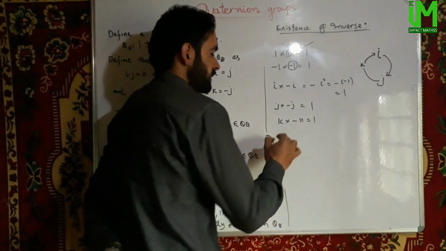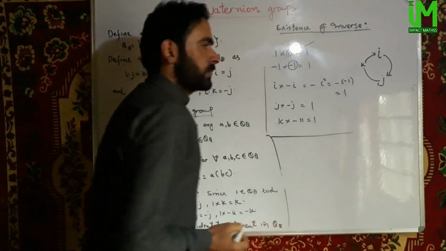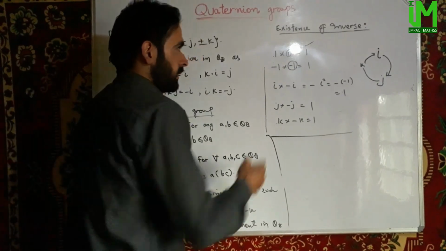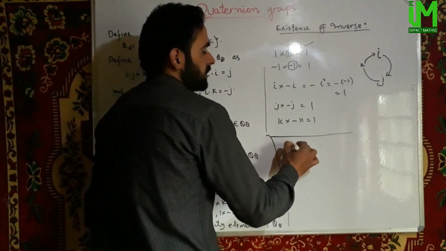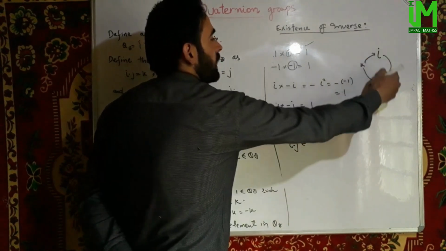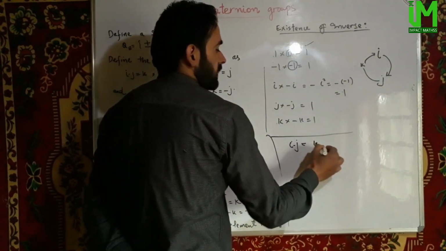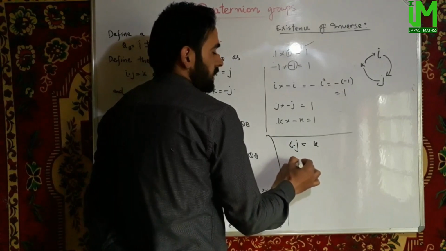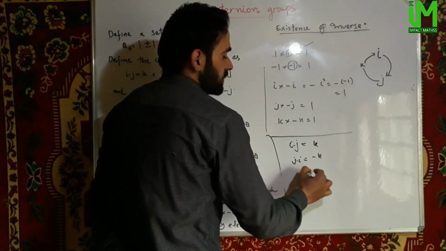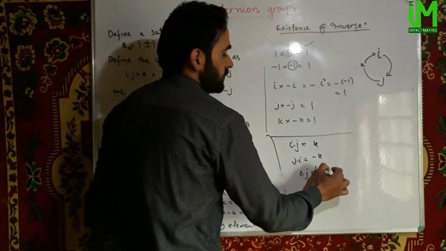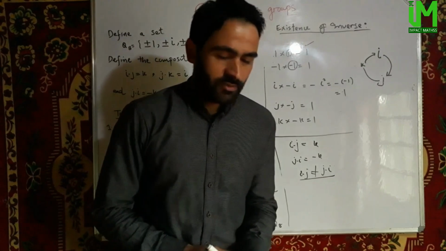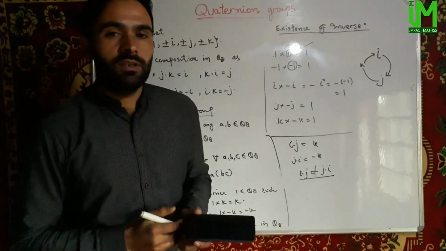Now in addition, if it satisfies the commutative property, then this will be called an abelian group. Now if we see i dot j, what will be i dot j? It will be k, and what will be j dot i? j dot i will be minus k, which means i dot j is not equal to j dot i. So the commutative property is not satisfied. So we can say this is a non-abelian group.